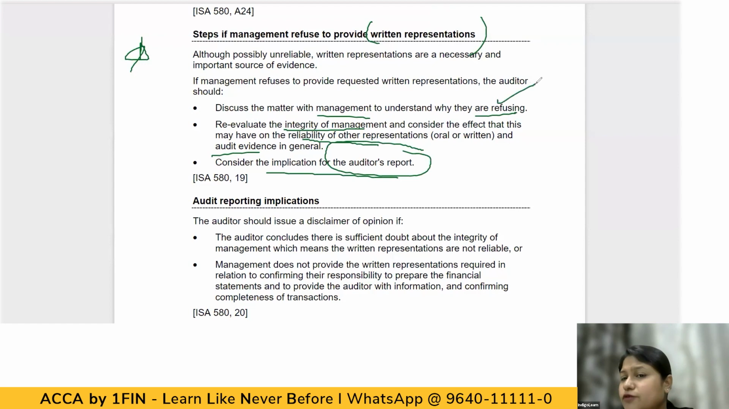Understand, if the management is refusing and does not have a reasonable explanation to give you, then in that case, what will you believe? No, there is something wrong. There is something which is not acceptable. Something is wrong. That means the management are not people of integrity.